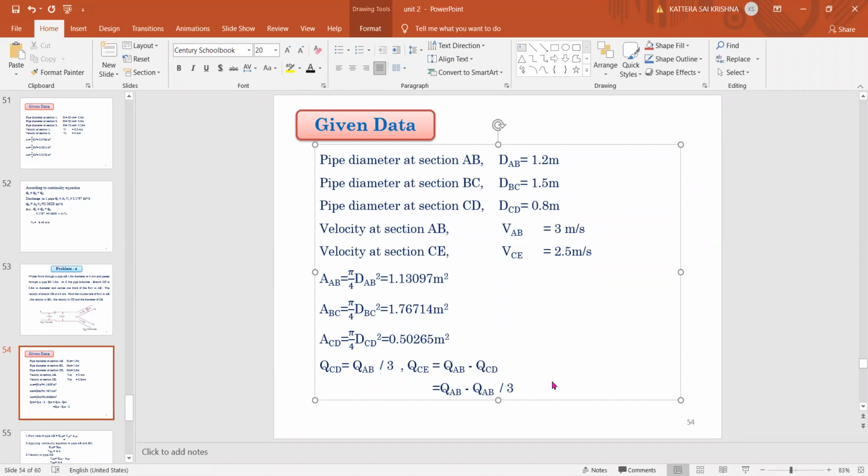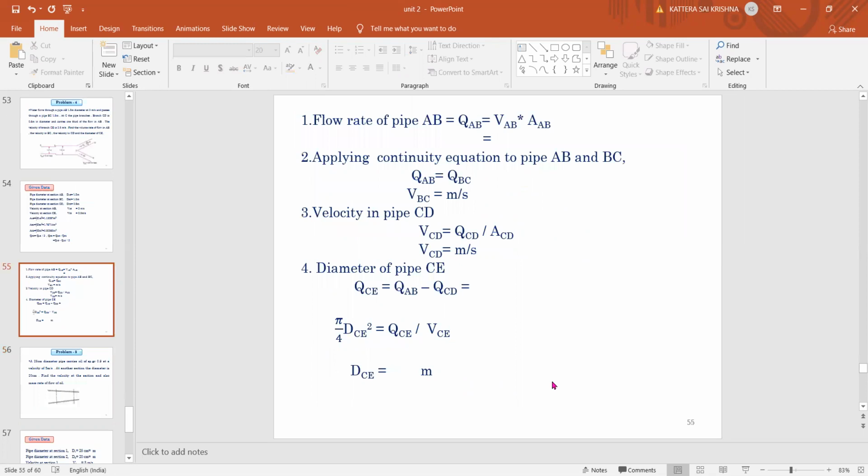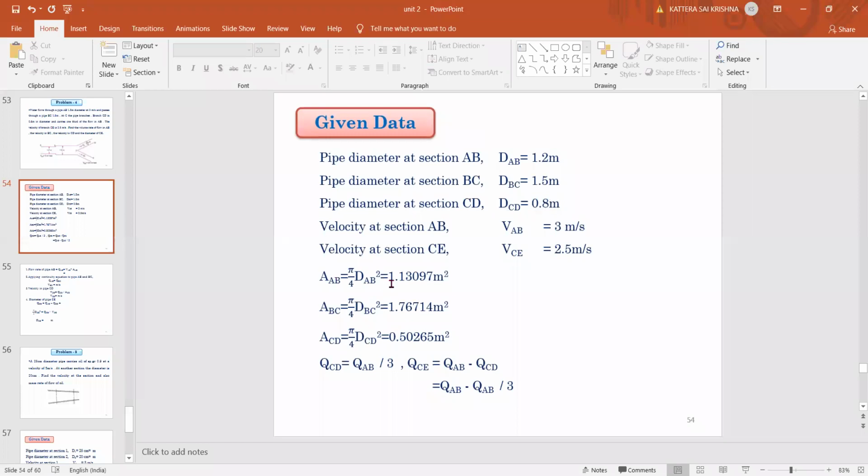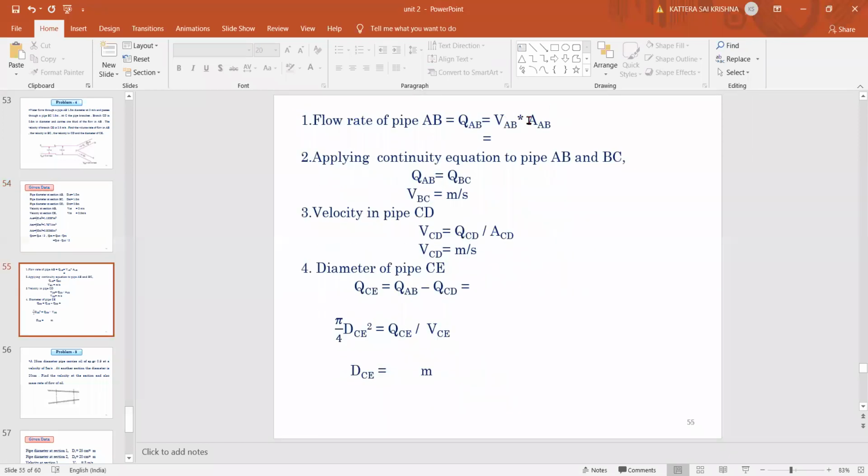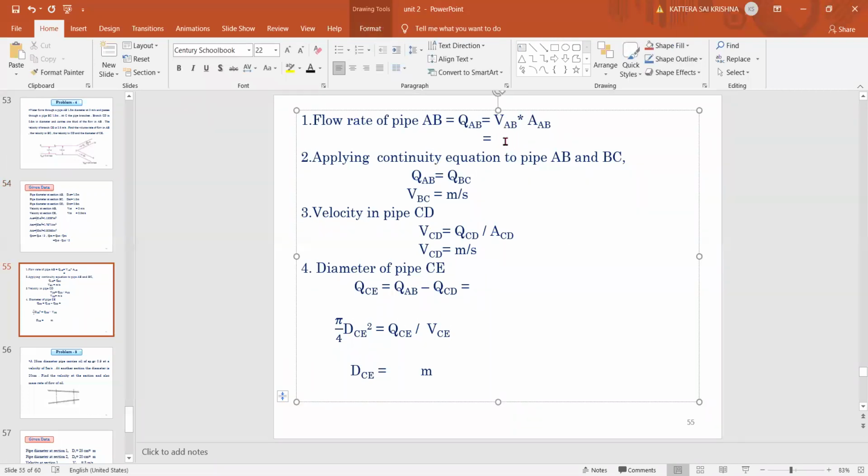So next slide. First, we need to find what he asked us to find. He asked us to find the discharge in the pipe AB. So find QAB. QAB equal to, already we know, velocity into cross-sectional area. So already we have VAB. What is VAB value? 3 meters per second, and the area is 1.13097. So substitute these two values, then find the discharge value. 3.39291 meter cube per second. Please write the units.